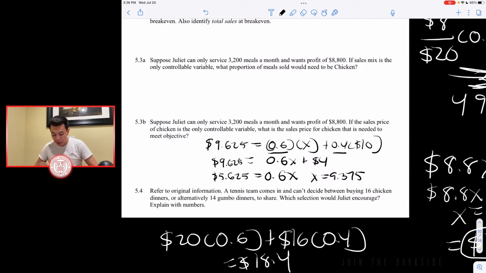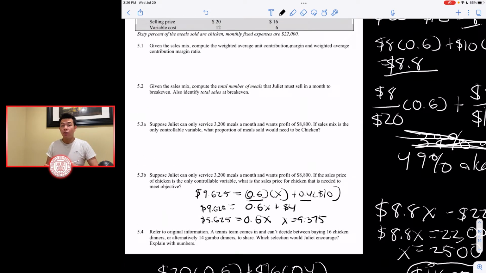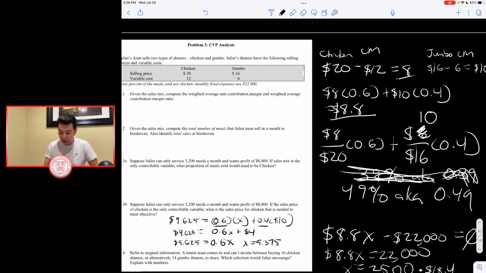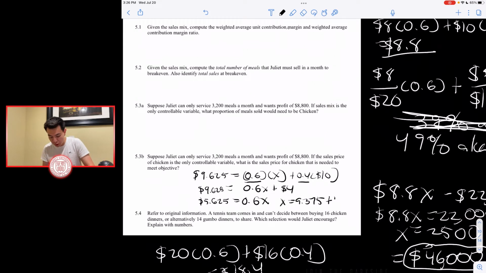We're gonna get 9.375. But remember, that is a CM, right? So we need to find the selling price. And to find a selling price, we would do CM plus variable cost to get the selling price, right? So the variable cost is $12. So we add that and we get 21.375. So basically we've got to raise our chicken price by $1.37 in order to meet this profit target.